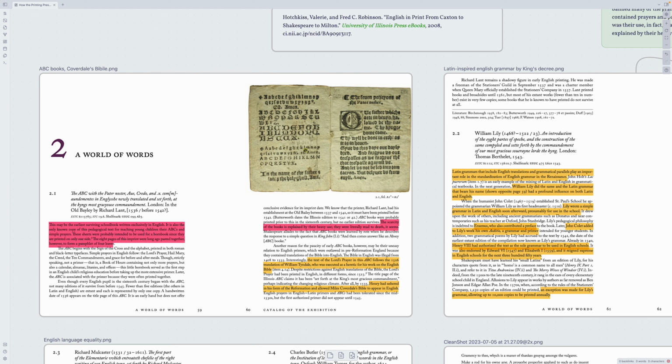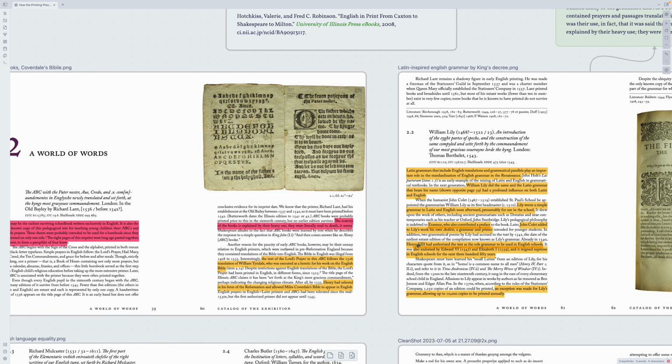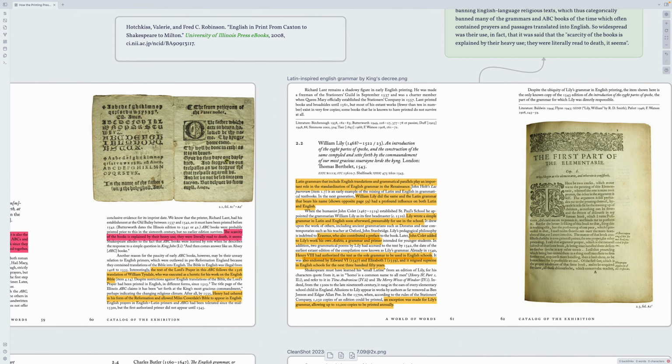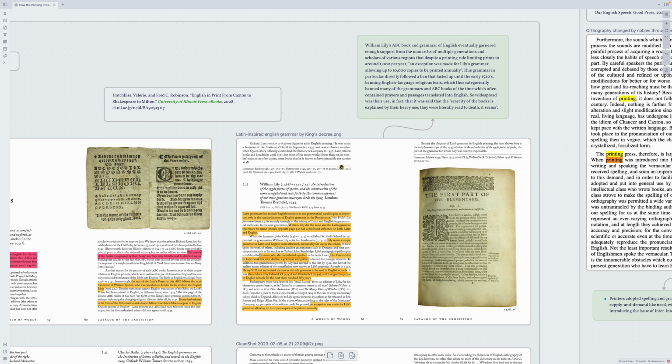So slowly things started to change and alphabets were allowed to be written, including religious texts, and slowly you started to see people, especially William Lilly, start to make actual grammars for English. Now, the interesting thing about this is that English wasn't seen to have had a grammar by a lot of learned people at the time, because basically Latin had inflections.